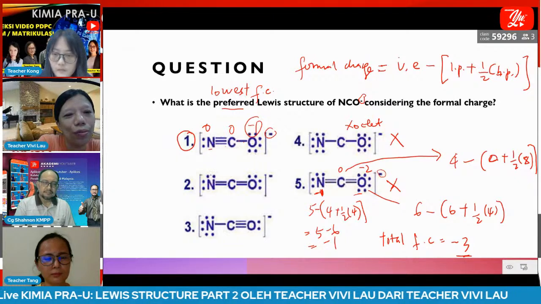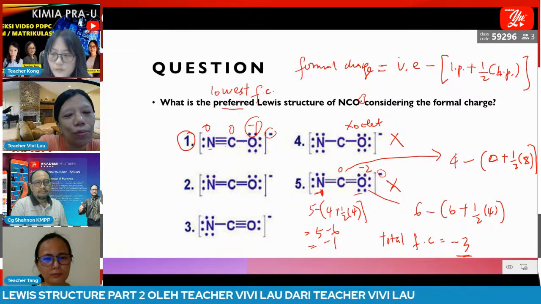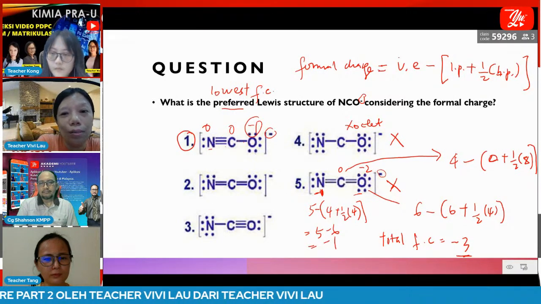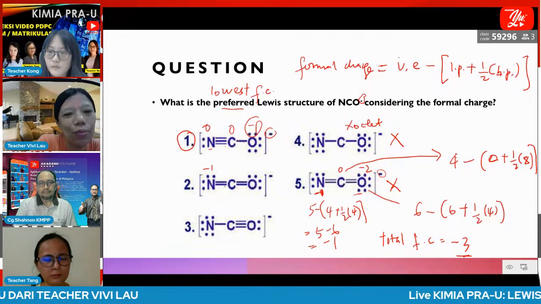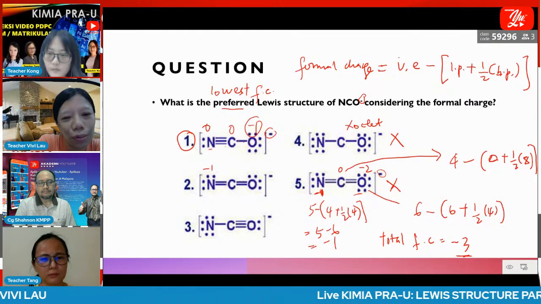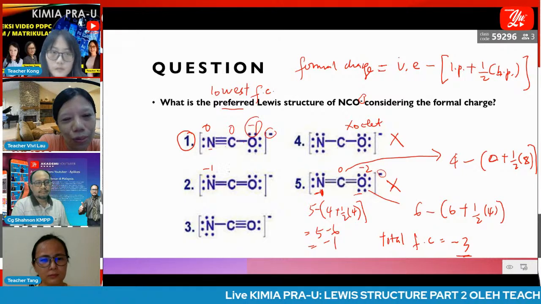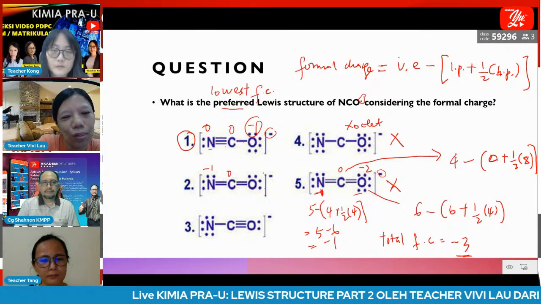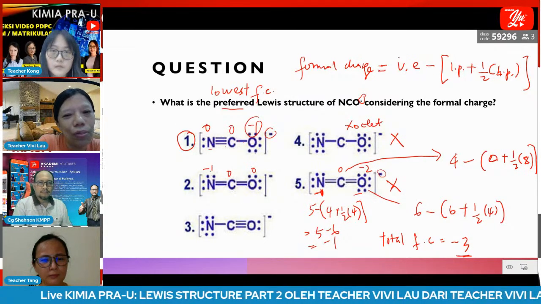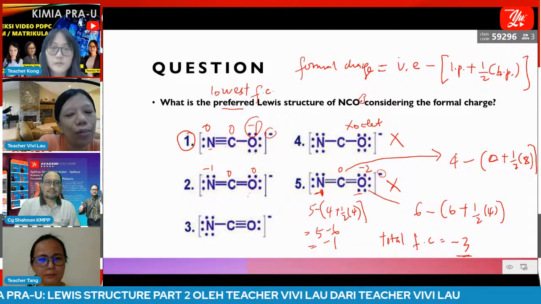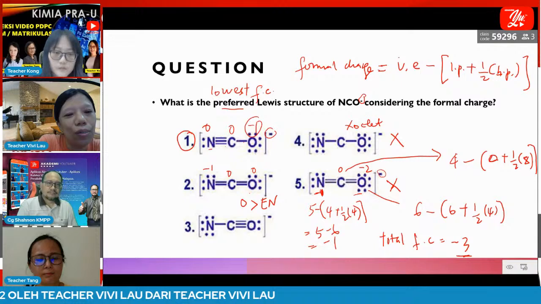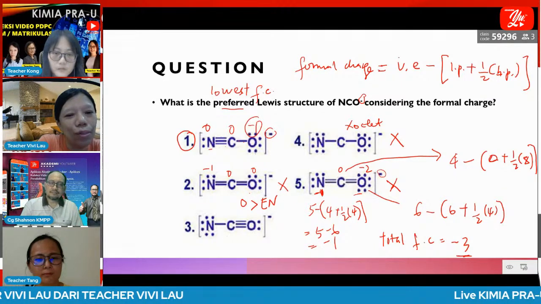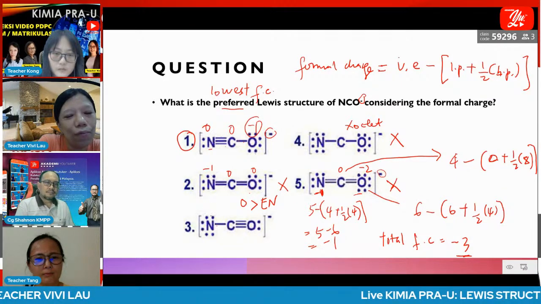We look at this one, 2, 4, 6. So this one is negative 1. Okay, so it cannot be 2, 4. So 0, 2, 4, 6. So 0. Okay, so the negative must go to the more electronegative atom. Oxygen is more electronegative than nitrogen, so oxygen should get the negative. So this one is wrong.